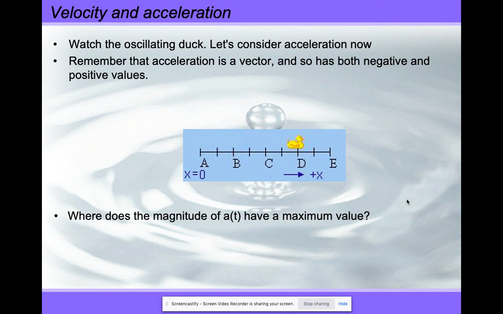Now we're talking about acceleration. Where does the magnitude of acceleration have a maximum value? Remember, acceleration is a change in velocity. So we have to think, where's the greatest change in velocity? Well, that's A and E, because that was where velocity was changing from some speed to 0. Where does it have 0 acceleration? Well, that's where velocity is at its highest or most constant value, and that's C.